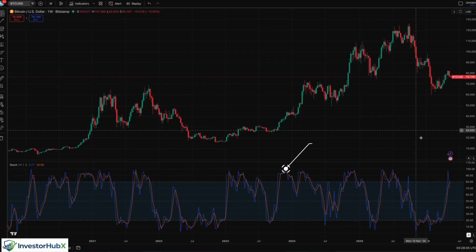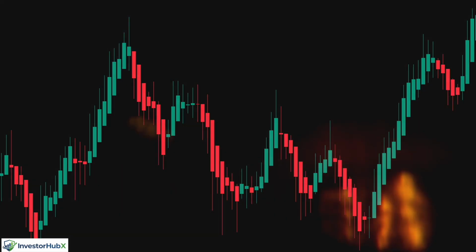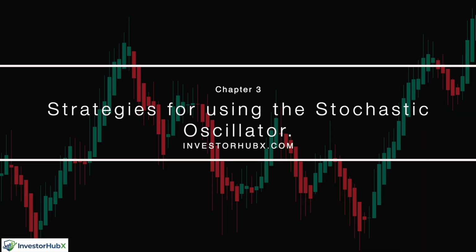The blue line represents %K, also known as the fast line. The orange line represents %D, also known as the signal line or slow line. These two lines move between 0 and 100, helping traders identify momentum shifts and potential overbought or oversold conditions.